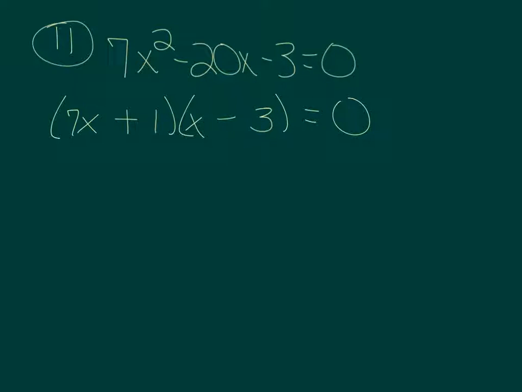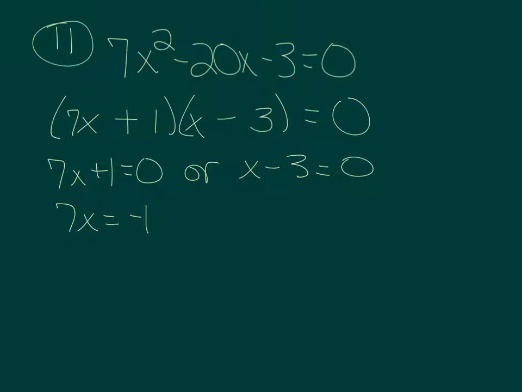So it works. Now I'm going to use my zero product property, which means I'm going to split this up. If I have a product that equals 0, that means one or both of these has to equal 0. So I'm going to set them each equal to 0. I'm going to solve. And I get my two solutions.